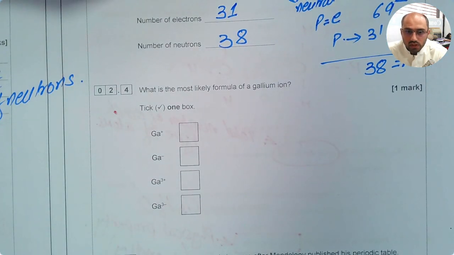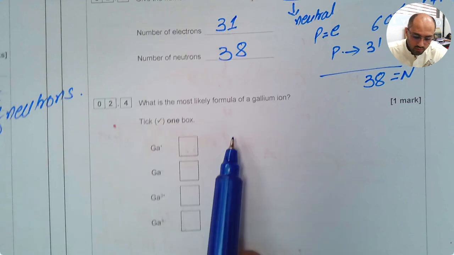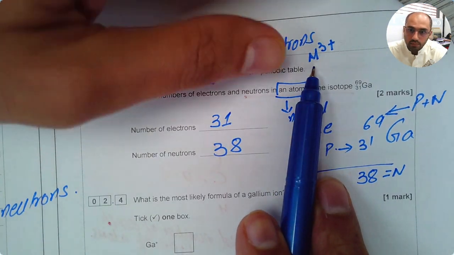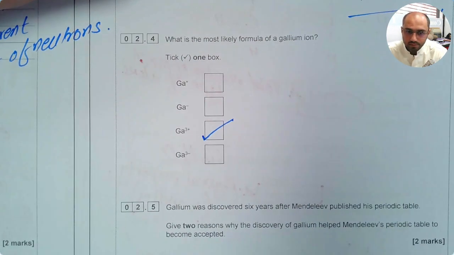Next part says, what's the most likely formula of a gallium ion? So I already told you above that it will form an ion with 3 plus charge because it is from group 3. So the answer will be this.